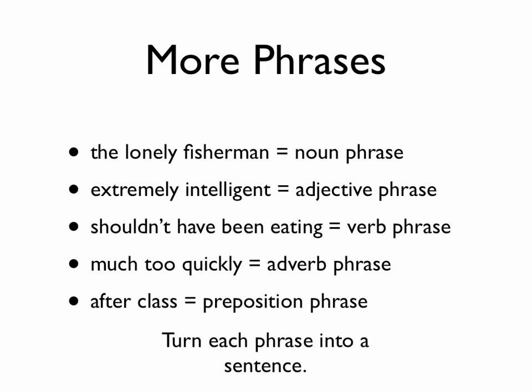Here are a few more phrases, and your activity for clauses and phrases was to turn each one of them into a sentence. So you have a noun phrase with the lonely fisherman, you have an adjective phrase with extremely intelligent, you have a verb phrase with shouldn't have been eating, you have an adverb phrase with much too quickly, and you have a preposition phrase with after class.